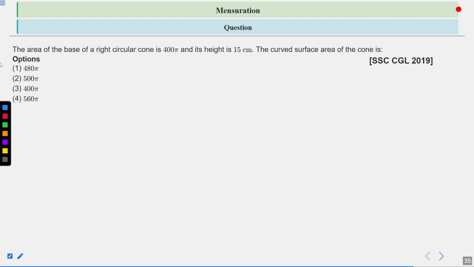The area of the base of a right circular cone is 400 pi and its height is 15 centimeter. The curved surface area of the cone is, and this question was asked in the SSC CGL 2019 exam. So there are four options. First one is 480 pi, second is 500 pi, third one is 400 pi, fourth one is 560 pi. Now you have 10 seconds to analyze the question. Your time starts now. Now time's up. Let's see the solution of this question.